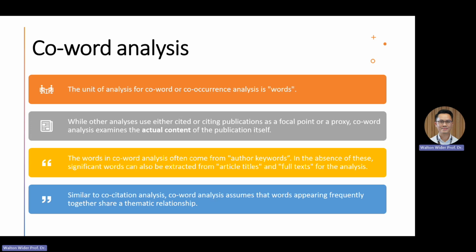Unlike other methods that focus on citations, co-word analysis dives into the publication's content itself. It examines how words within documents relate to each other, which often includes the keywords. This analysis assumes that words that are frequently found together are thematically related. Therefore, they form the basis of understanding the intellectual structure and themes within the field. So it's a direct method for mapping the conceptual landscape of research by analyzing the language researchers use.